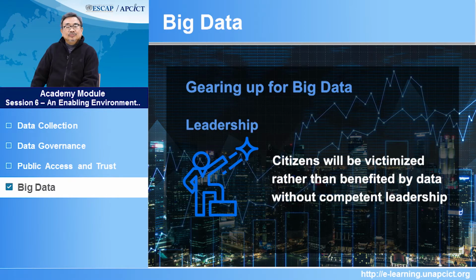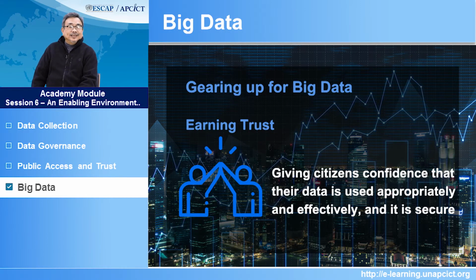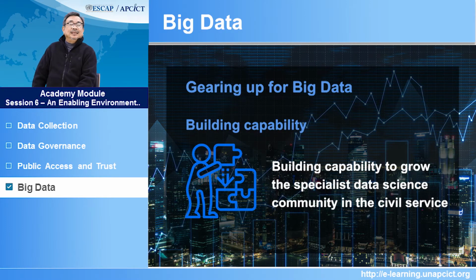It is argued that without strong and competent leadership and controls, citizens will be victimized rather than benefited by data, analytics, algorithms, and digital technologies. Second, earning trust means giving citizens confidence that their data is used appropriately and effectively, and that it is secure, particularly when it's being shared by different government agencies. Building capacity means growing the specialist data science community in the civil service, as well as enhancing the capacity of the civil service in data analysis.